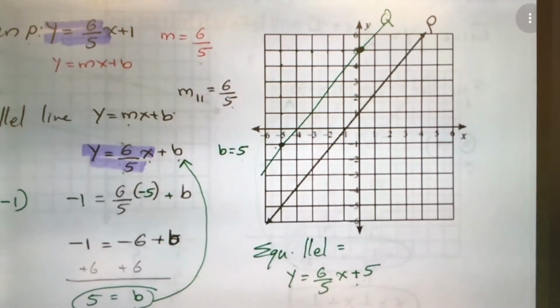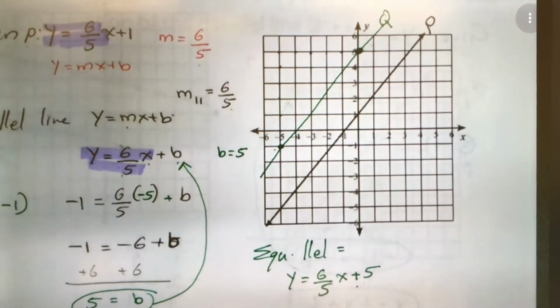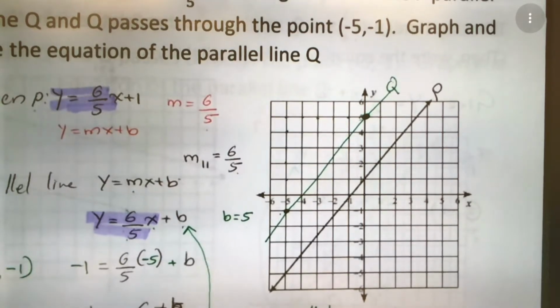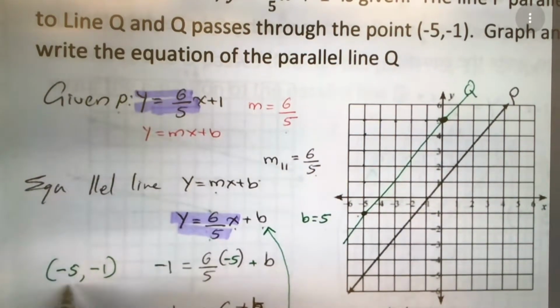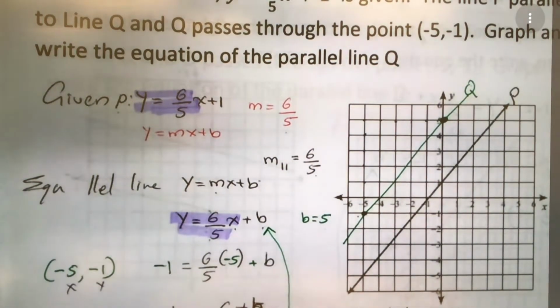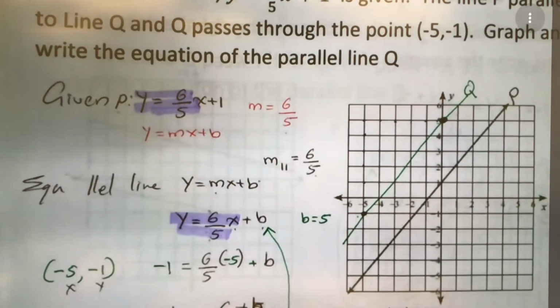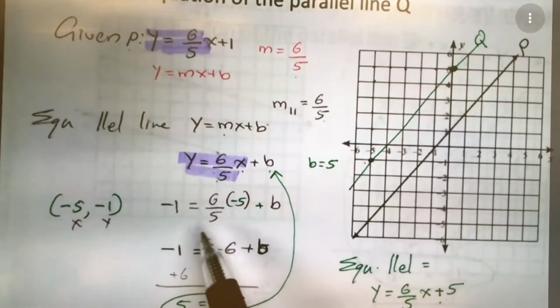So I want to show you the algebraic method too. We are given the point (-5, -1). So replace the x and y with -5 and -1, and simplify and solve for b.